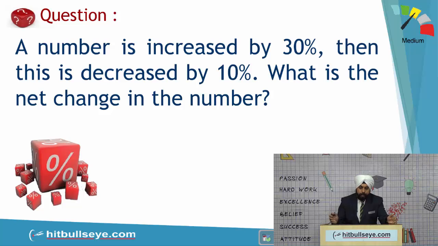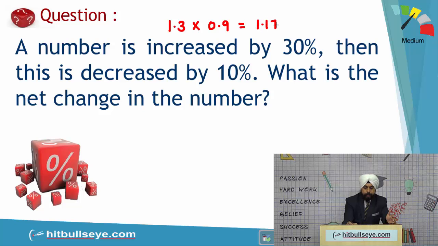There's a first question. A number is increased by 30%, then this is decreased by 10%. Now an increase of 30% will make a number as 1.3 and a decrease of 10% will leave 0.9 behind. Now 1.3 into 0.9, it is nothing but 13 into 9, it is 1.17. So that implies there is an increase of 17% in the number. Right students?